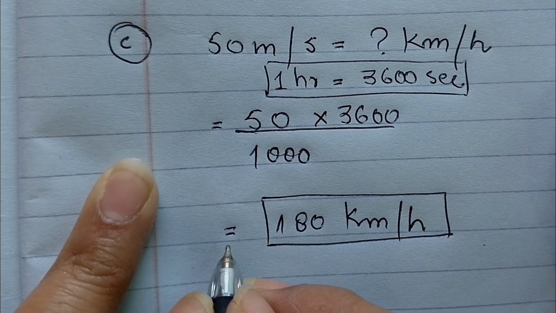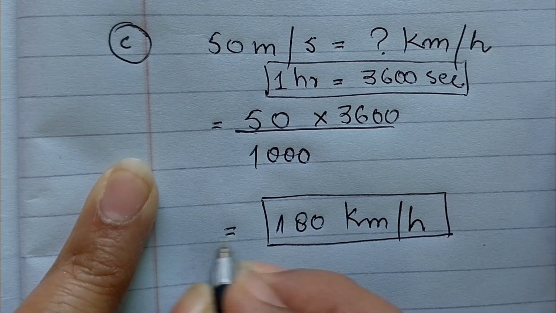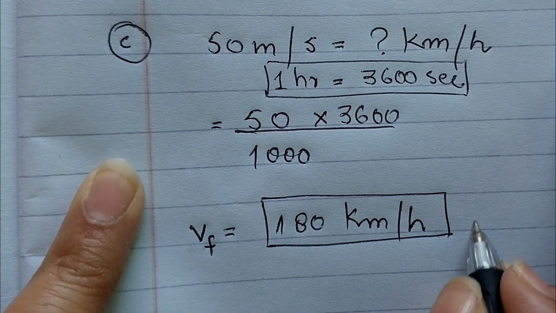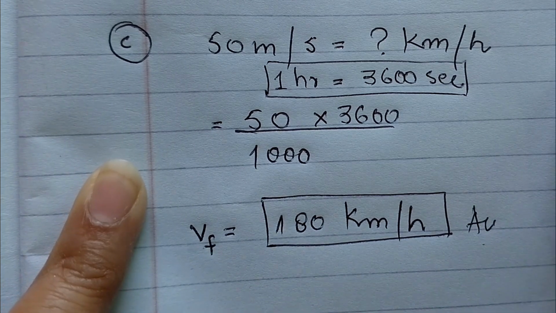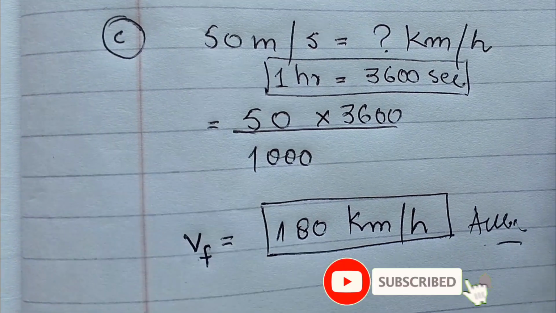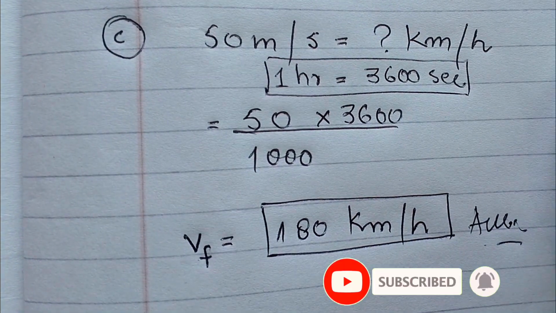Calculate these amounts and check the answer. So the answer is 180 kilometer per hour. If we calculate the velocity in kilometer per hour, then it will be 180 kilometer per hour. So this is our final answer.